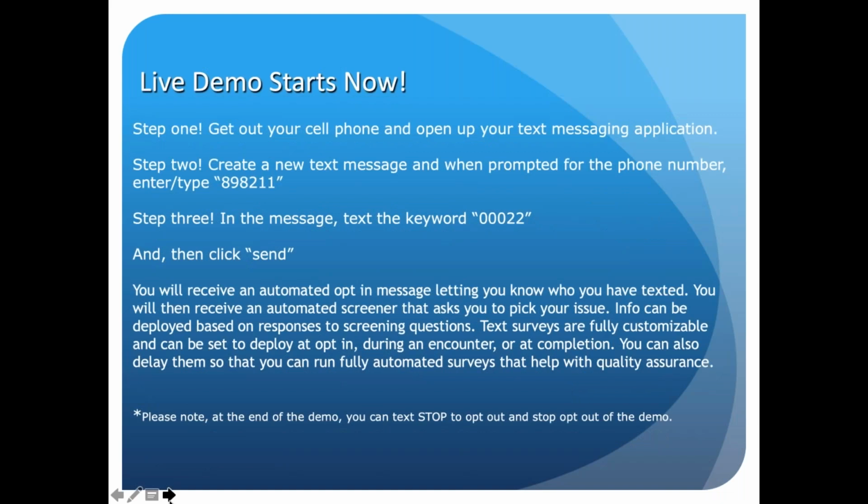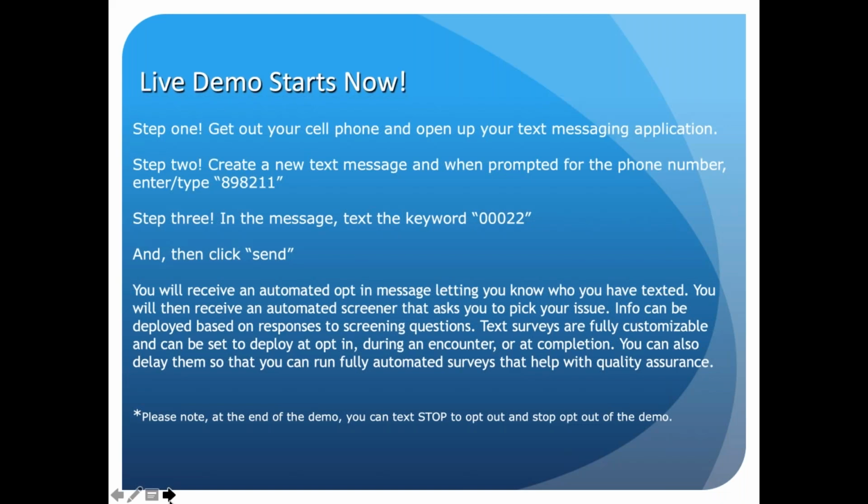Okay, you're welcome to follow along with this live demo. We're going to go to the website in a moment and opt in, and you'll see how an opt-in looks. I'm going to opt in from my phone, and you're welcome to opt in on your phone. We're going to use the short code 898211, and we're going to text the number 00022 to 898211. When you send that, you'll get an opt-in message. If you want to opt out at the end of the testing, you can just text stop and you'll automatically be opted out. You'll get the opt-out message.